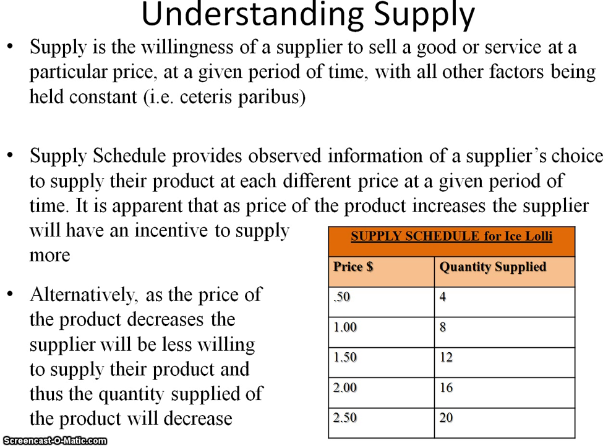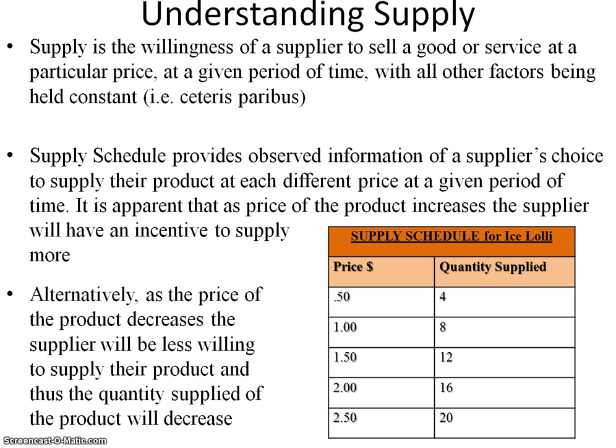Now, the supply therefore can be defined as the willingness of a supplier to sell a good or a service at a particular price at a given period of time, with all the factors being held constant. Again, here we are holding all of the factors constant beside price. So we simply want to observe when the price of the product that the supplier is selling changes, how they will respond in terms of the quantity that they would supply. Again, later on we can possibly relax some assumptions and observe what the impact would be on supply when the other factors change.